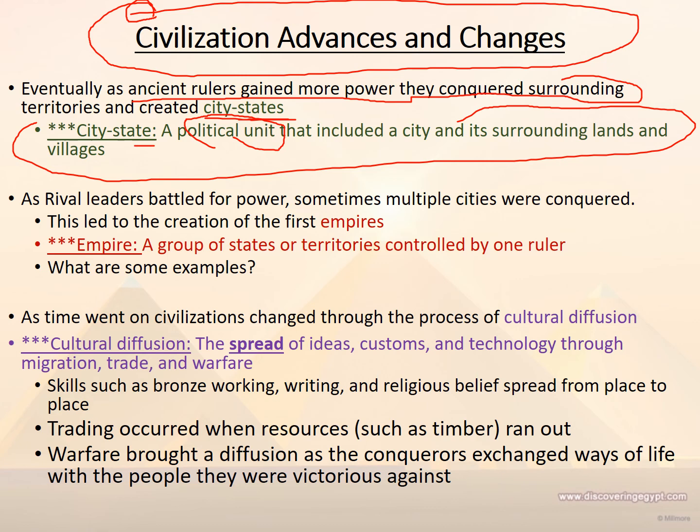And these city-states then said, well, having some farmland is good, having more is better, having one city is good, having more cities is even better. So you saw battling for power and for control over these cities and these trade routes, and as such, cities began to be conquered, leading to the first empires.